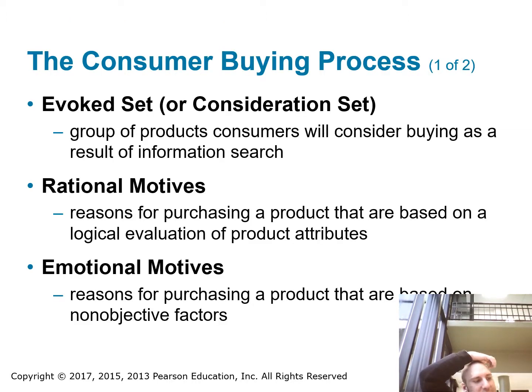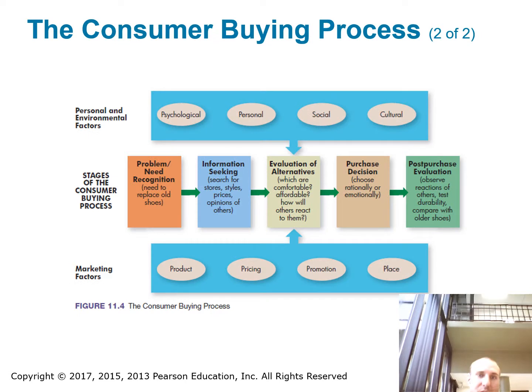Consumer buying process. There is the evoked set or consideration set, and this is the group of products consumers will consider buying as a result of information search. There are rational motives, reasons for purchasing a product that are based on a logical evaluation of product attributes. There are emotional motives, which are reasons for purchasing a product that are based on non-objective factors. The consumer buying process, personal and environmental factors, which are psychological, personal, social, and cultural.